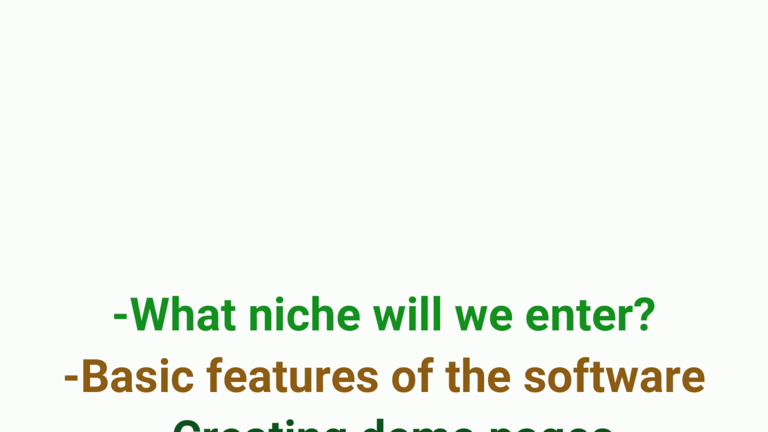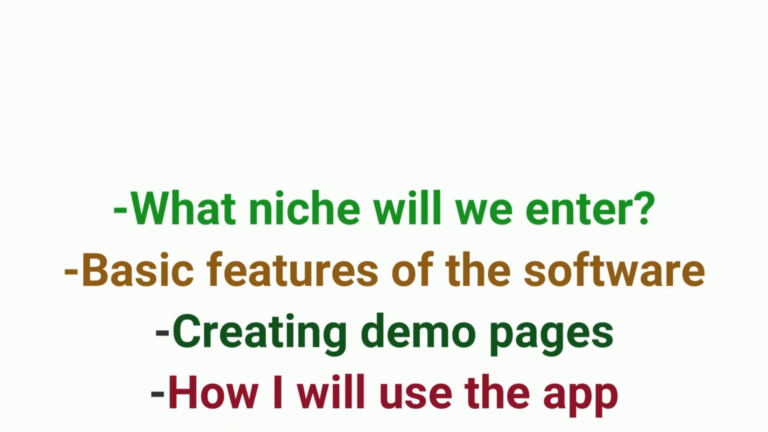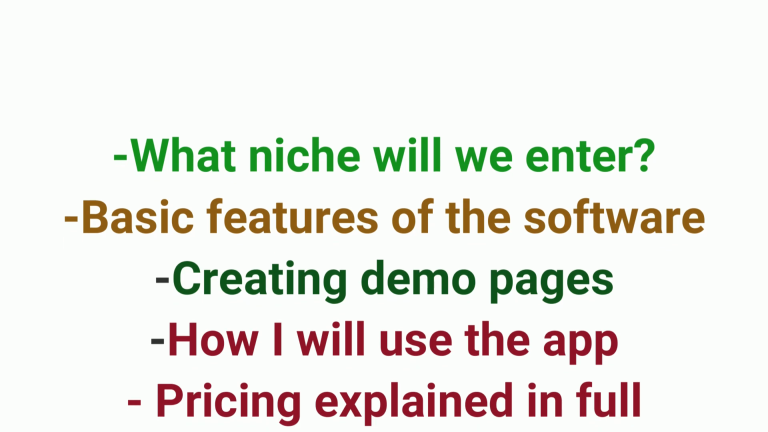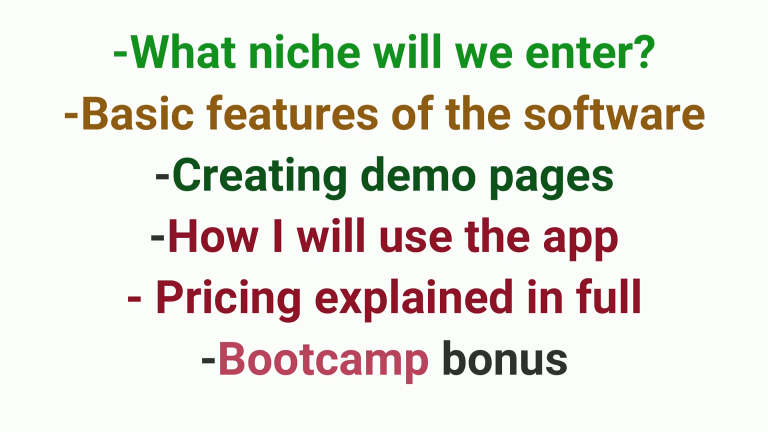So the first thing that we're going to do is take a look at what type of niche the app actually lets you create books for and whether that niche actually has a good demand. From there, we're going to take a look at the basic functions of the software. So the fundamentals like adding in the various elements, the different settings that you can adjust, etc.